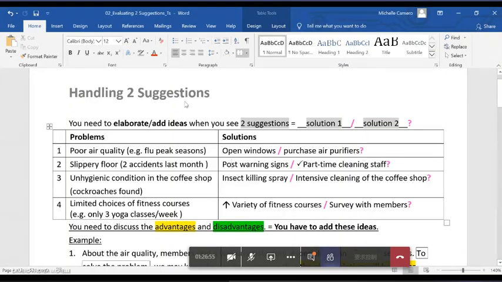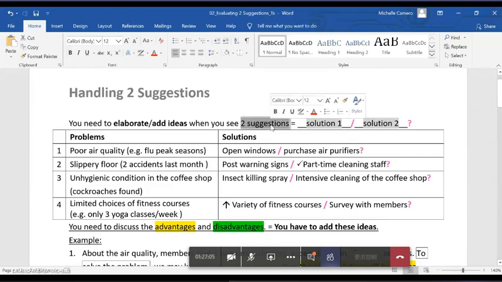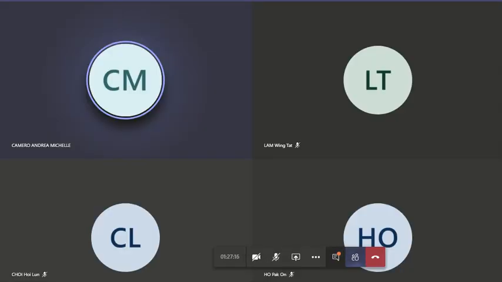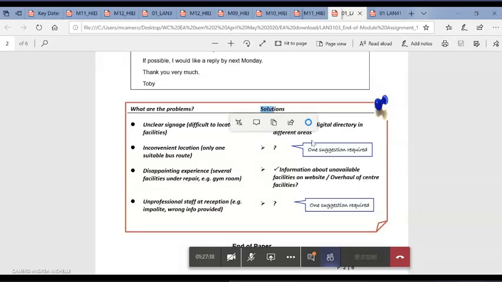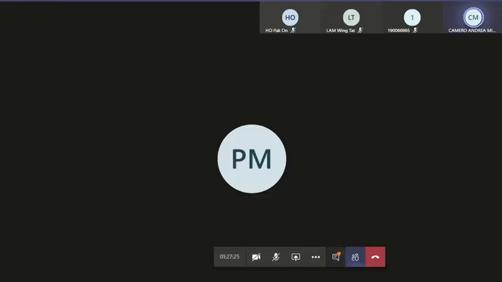Here we go. It's about handling two suggestions. Remember, you need to elaborate, you need to add ideas, because that's what elaborate means, when you see that there are two suggestions. Please remember that sometimes you see the word suggestion, sometimes you see the word solution. They are the same thing. If we go over to the end of module assignment, you see the word solution right here, and the word suggestion here. Same thing, so don't worry if you're confused.